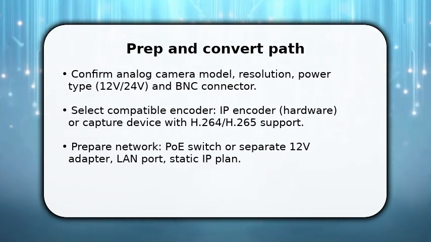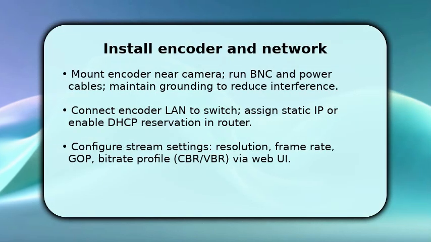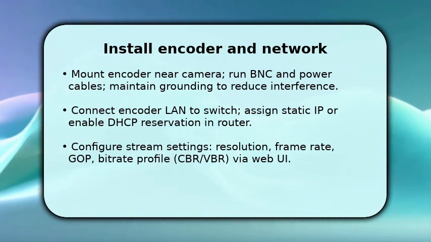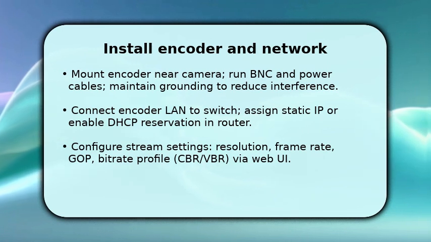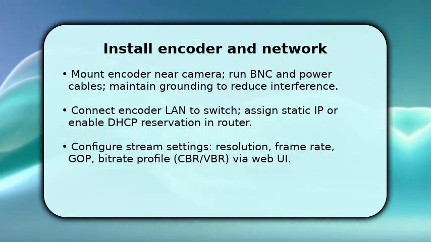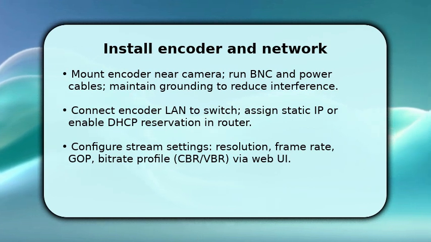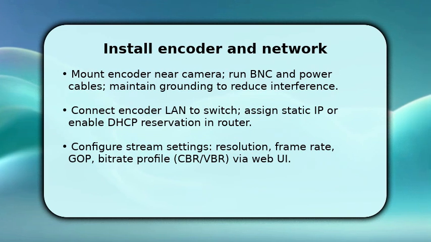You now mount the encoder and connect the analog BNC to the encoder input, and attach the camera power to the encoder or original adapter. Maintain proper grounding to prevent noise. Then link the encoder's LAN port to your switch and either set a static IP on the device or create a DHCP reservation so it stays discoverable.